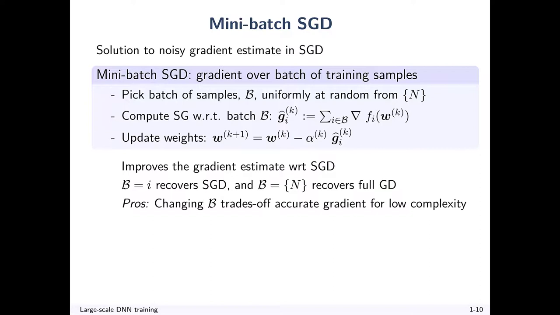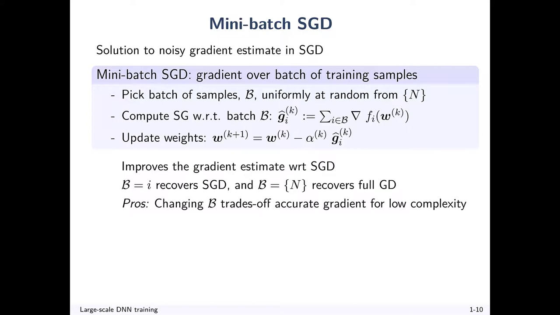So basically you sum over the gradients of the samples which are in that batch B. Then you do a simple weight update, which is W_{k+1} equals W_k minus alpha_k g_{i_k}. Here g_{i_k} is your mini batch gradient, which is a better estimation than the simple SGD, than the simple stochastic gradient.